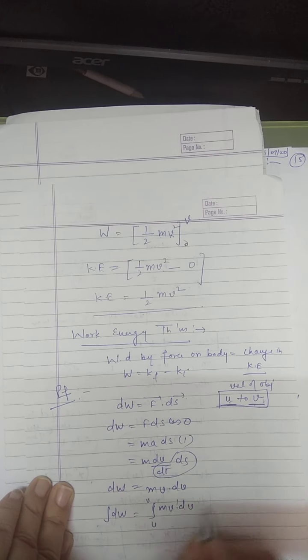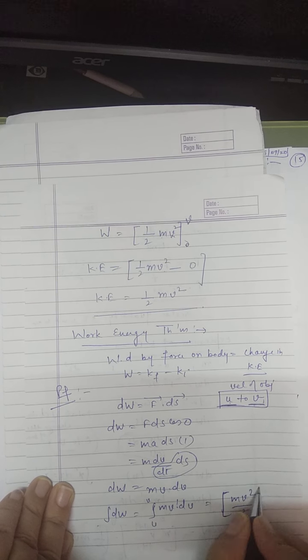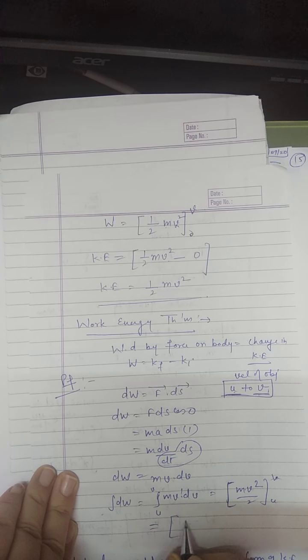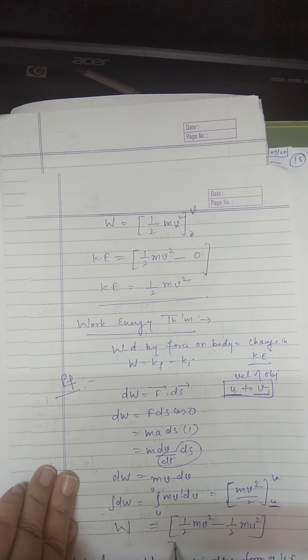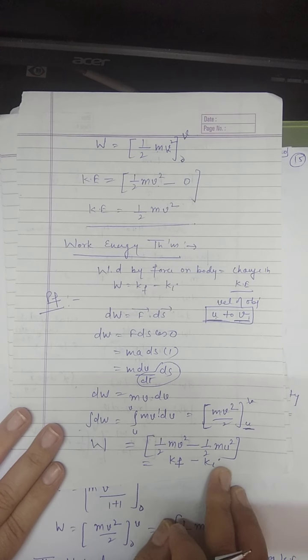Now what is the integration of this? This is mv square divided by 2 from u to v. Now put the final v: half of mv square, then minus u. In the previous case u was 0 here. This is half of mu square. And this is the total work done. This is the final kinetic energy, and this is the initial kinetic energy. So work done appears in the form of final kinetic energy minus initial kinetic energy.